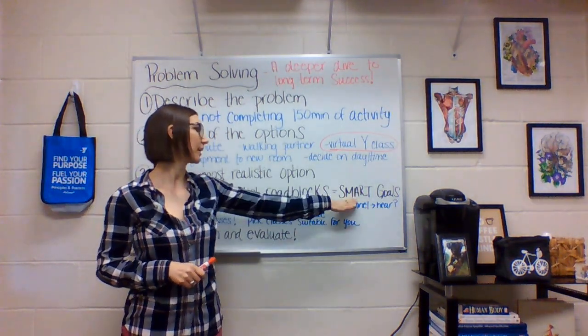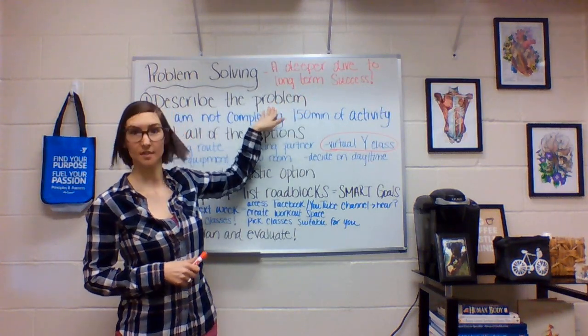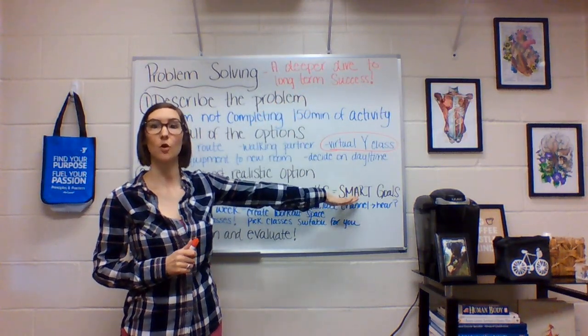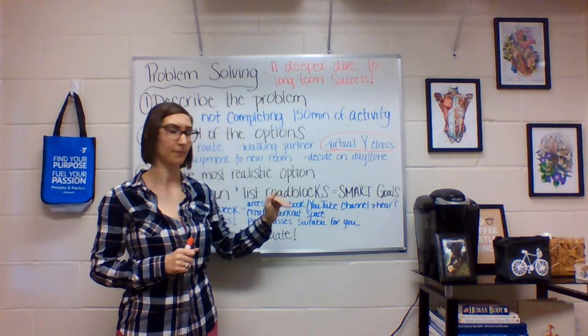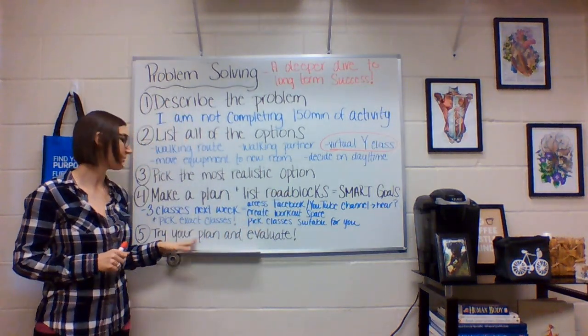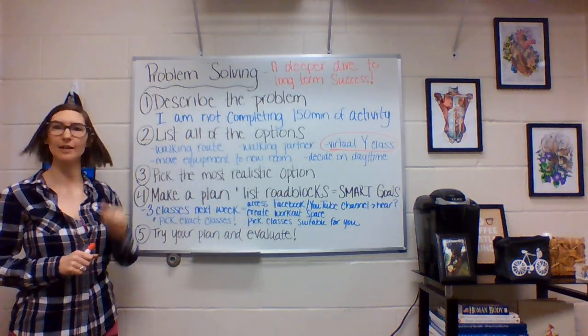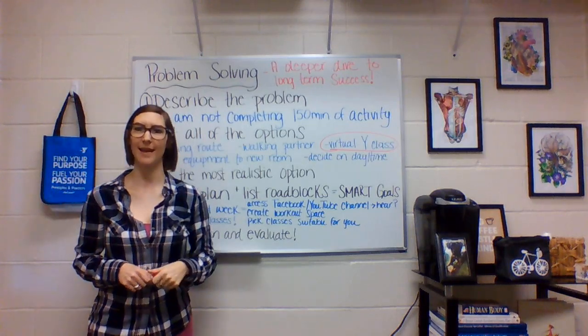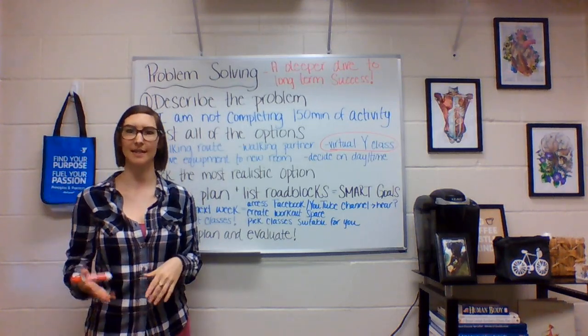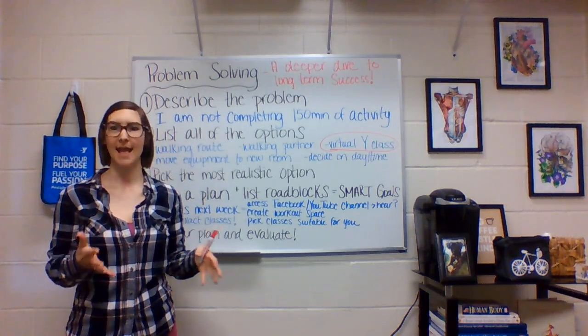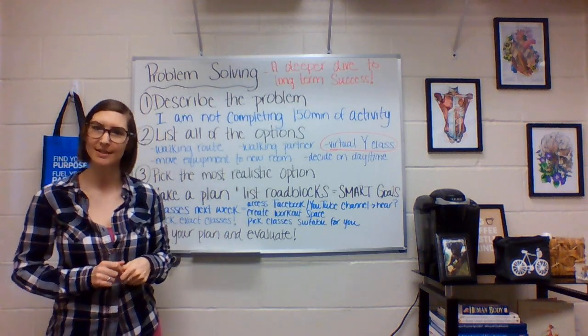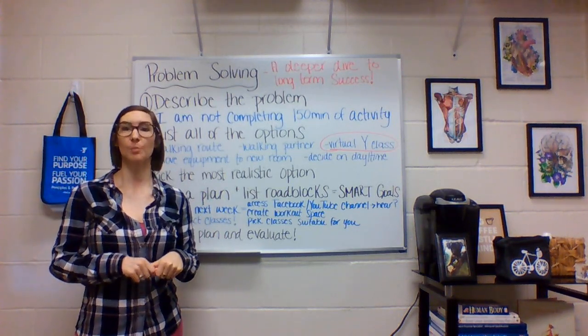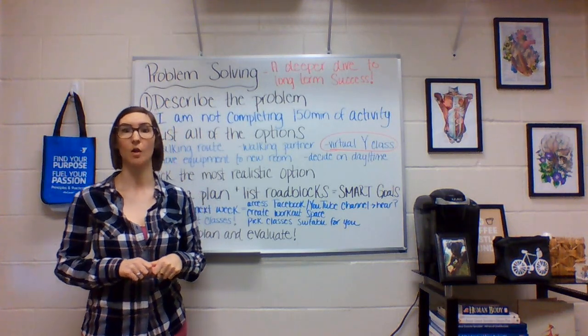That is also really going back to describing the problem. SMART goals are going to be very specific. Then step 5, try your plan and evaluate afterwards. Did it work? Did it not work? Why? And how can you either continue your success or switch it up to be more successful the following week?